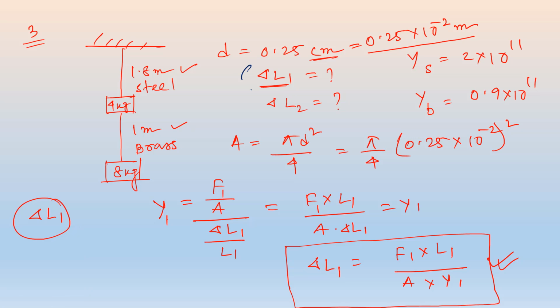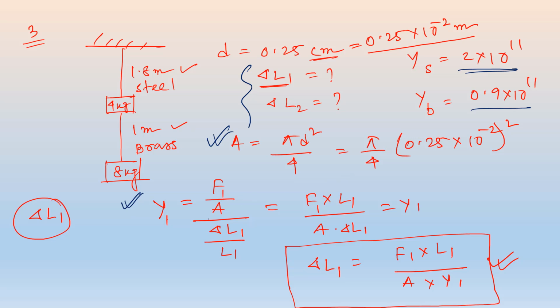In this case, you have to find out only these two, delta L1 and delta L2. We have the Young modulus: this is the Young modulus for steel, Ys, and this is the Young modulus for brass, Yb, right? So in this case, we have to find out the area. The area is pi by 4 into 0.25 into 10 to the power minus 2, that whole square. And we have the Young modulus, which equals force upon area divided by the elongation upon its original length.